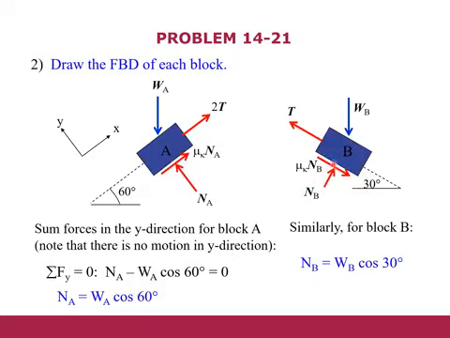In order to calculate the friction force and the normal force, we took the help of Newton's second law of motion. When we apply the equation in the y direction, for body A the normal force is WA times cos 60, right? Similarly, for body B the normal force is this.